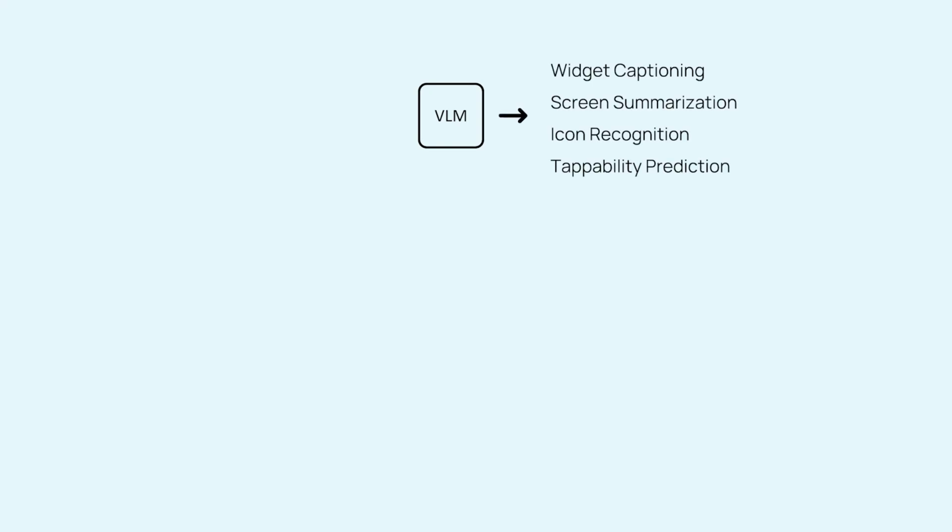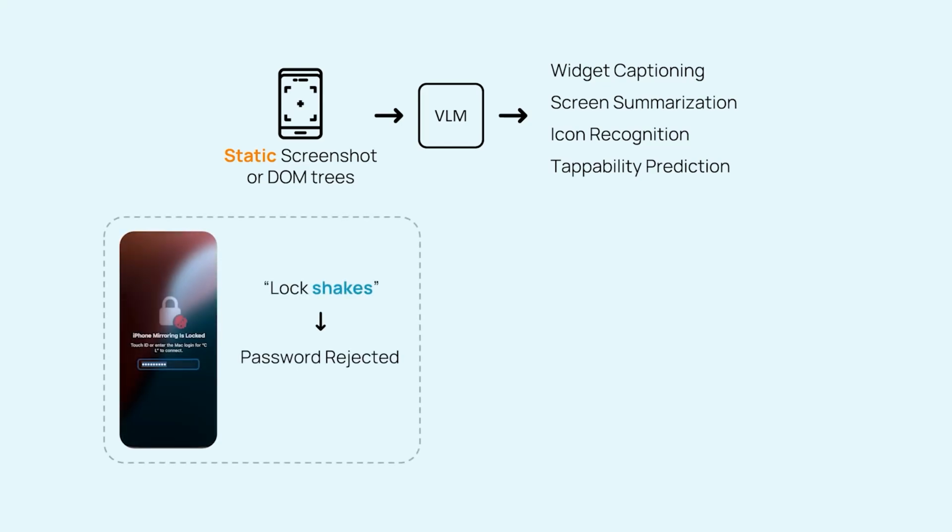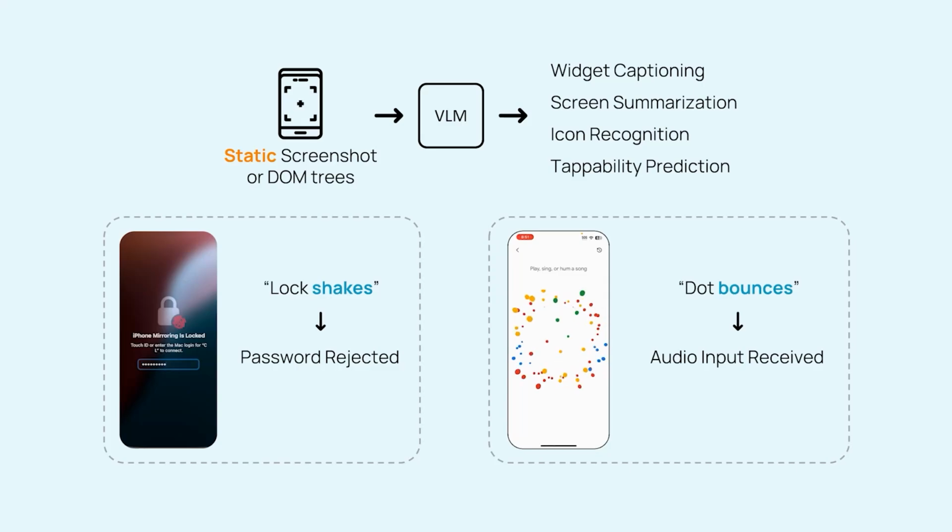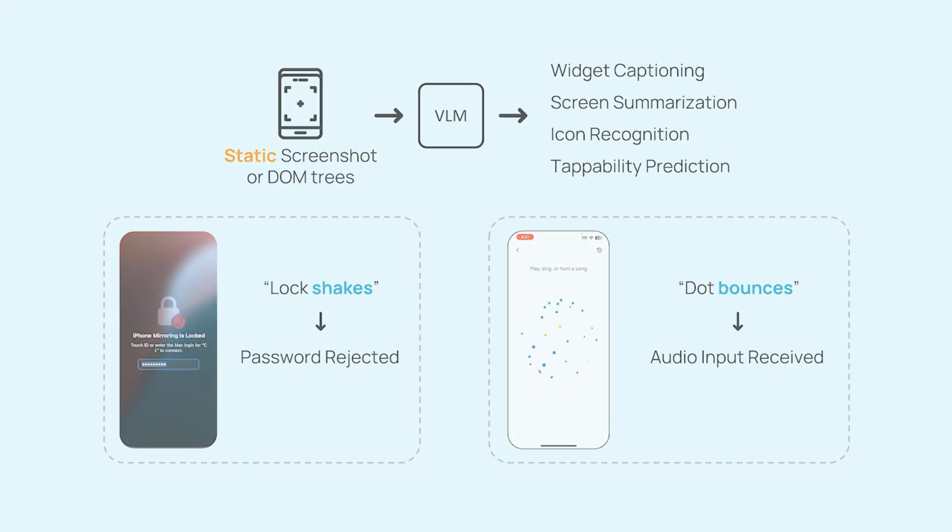Modern computational approaches, especially vision language models or VLMs, are increasingly capable at UI understanding, but they mostly rely on static screenshots. This misses a major piece of the puzzle. Information encoded in motion, like a shake motion indicating a wrong password, or bouncing dots visualizing that the user's voice input is received, is likely to get lost, especially when that meaning cannot be inferred from static graphics or text alone.